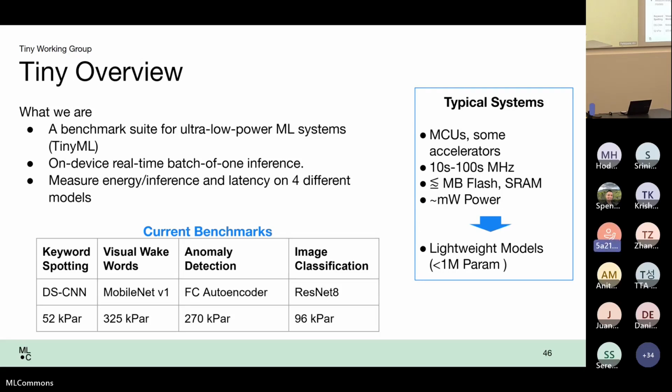Got it. So just in case you don't know who we are, we focus on very small or tiny systems, generally on the order of microcontrollers, DSPs, and some small custom accelerators, operating in roughly the milliwatt kind of power envelope. So next slide.